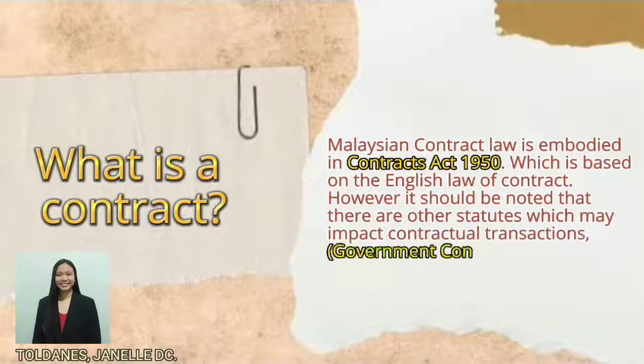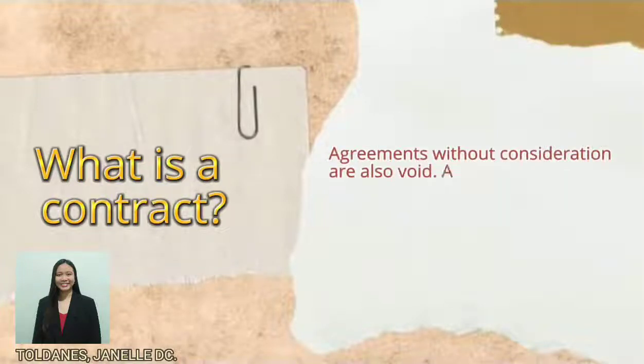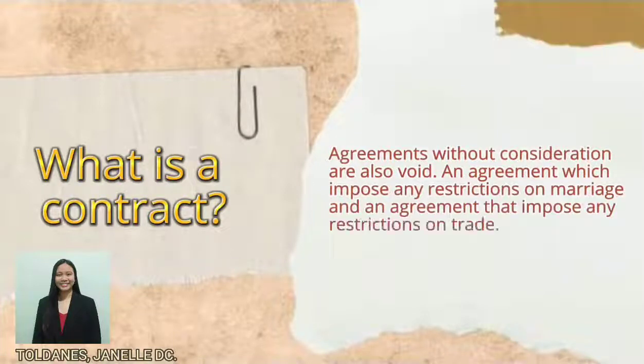Government Contracts Act 1949: English law relating to contracts is applicable in relation to areas not covered by Malaysian legislation or Malaysian case law, Section 3 and Section 5 of the Civil Law Act 1956. Agreements without consideration are also void. An agreement which imposes any restrictions on marriage, and an agreement that imposes any restrictions on trade, are likewise void.